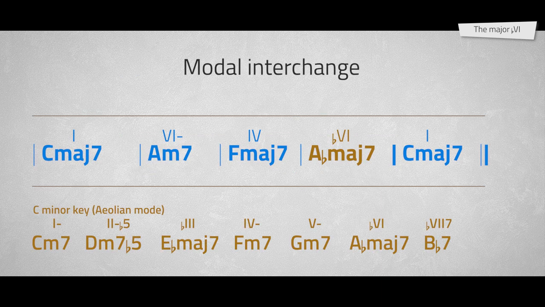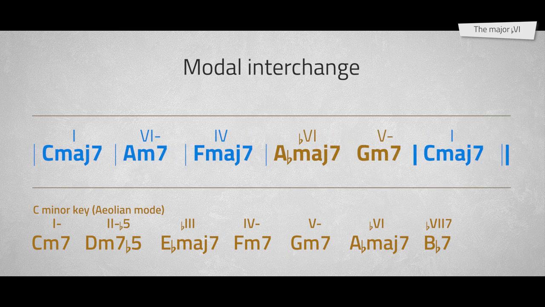We could even borrow a second chord from the minor key, for instance the G minor 7 chord, which is the 5th degree from the C minor scale. We could do something like this: C major 7, A minor 7, F major 7, A flat major 7 in combination with the G minor 7 chord.